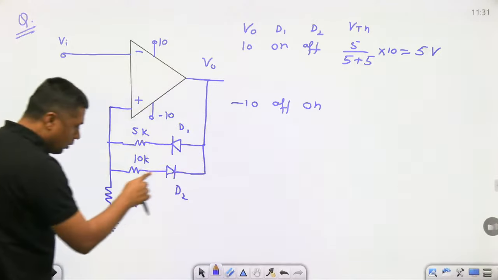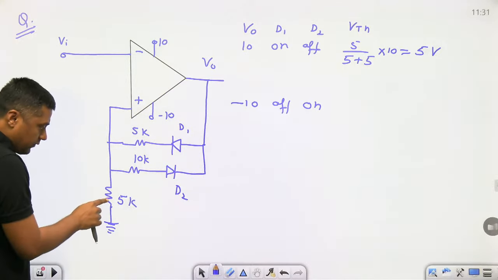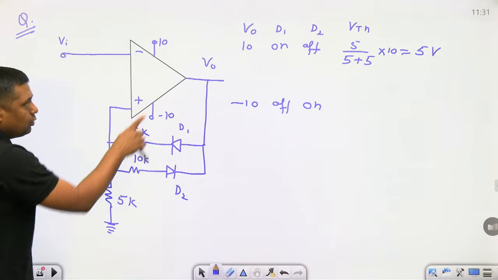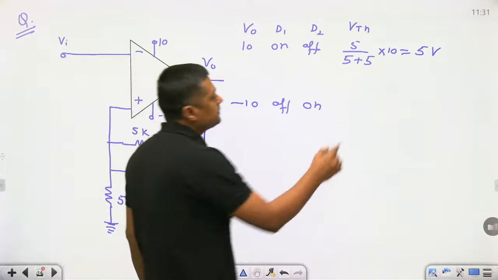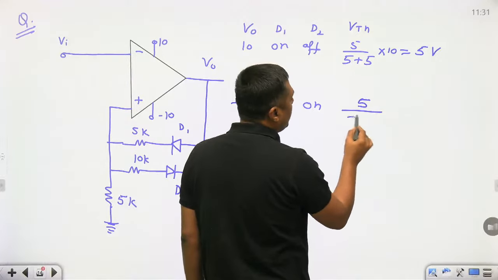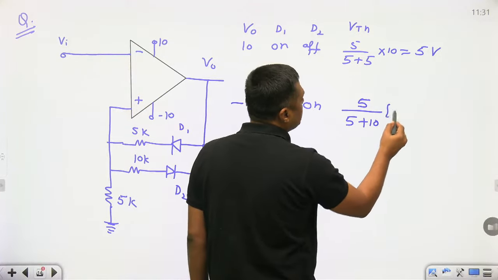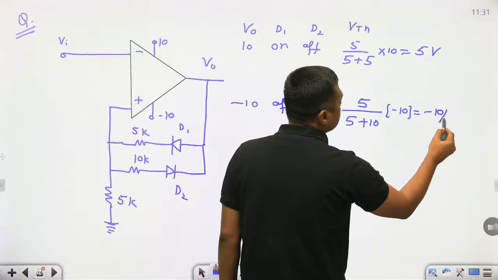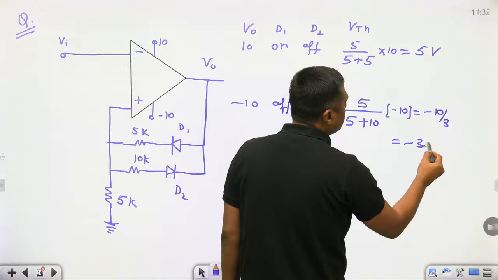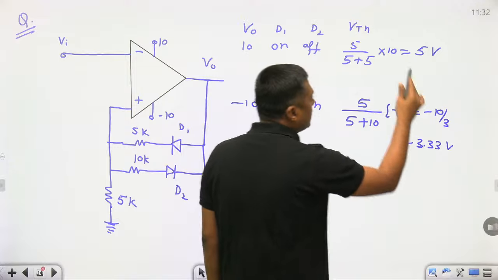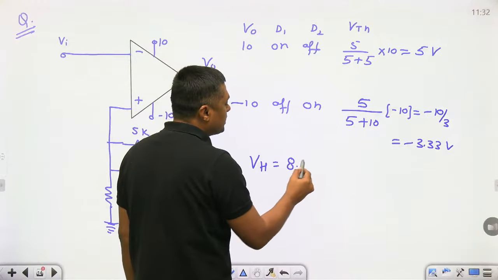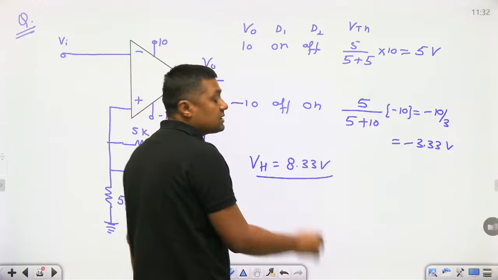Now focus on the lower path. What is the voltage here? 5. What is the resistance? 5 upon 5 plus 10 into what? Minus 10. Threshold voltage becomes 5 upon 5 plus 10 into minus 10, and that will become minus 10 by 3, minus 3.33. And now the difference of these two will give you the hysteresis voltage. That will become 8.33. That is the answer.